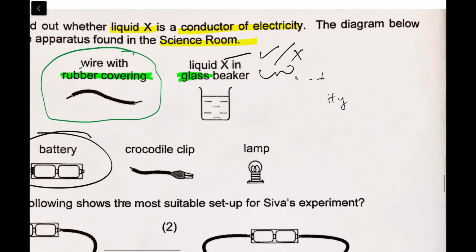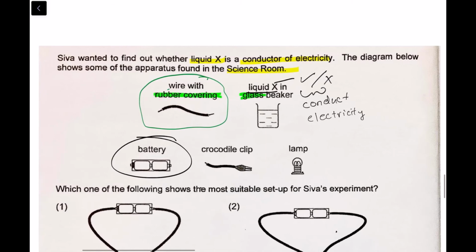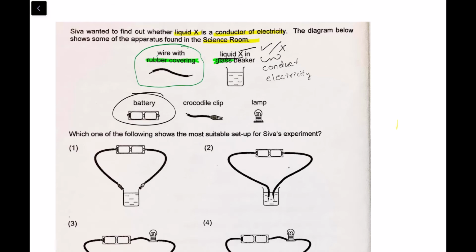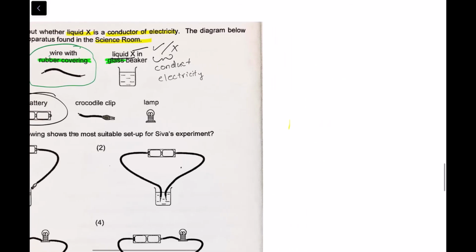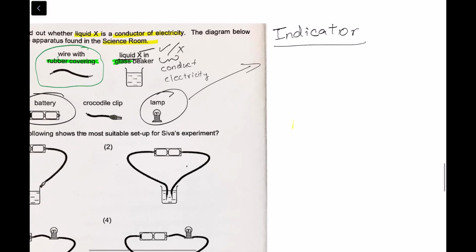So to save time, I just created this notation. We need to find whether X conducts or does not conduct electricity. So that's what the tick and the cross stands for. To identify whether a substance or any material is a conductor of electricity, there is one important thing that we must have, and that's an indicator. It can be anything, but in this case, we have a lamp, and this lamp will serve as an indicator to help us identify whether X conducts or does not conduct electricity.